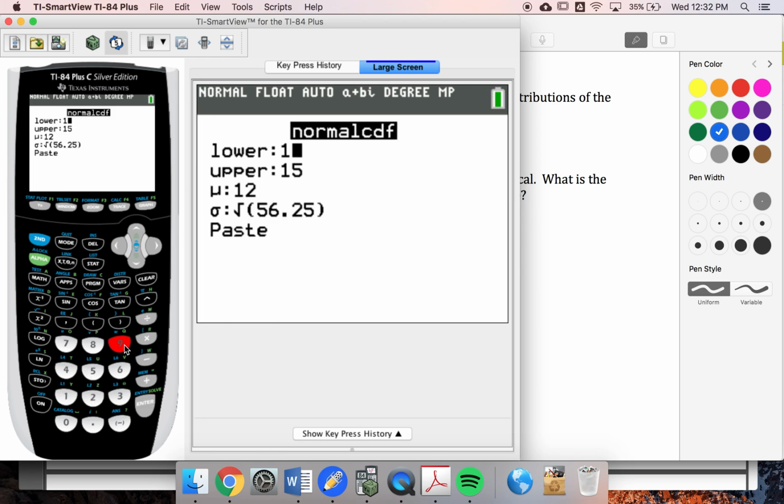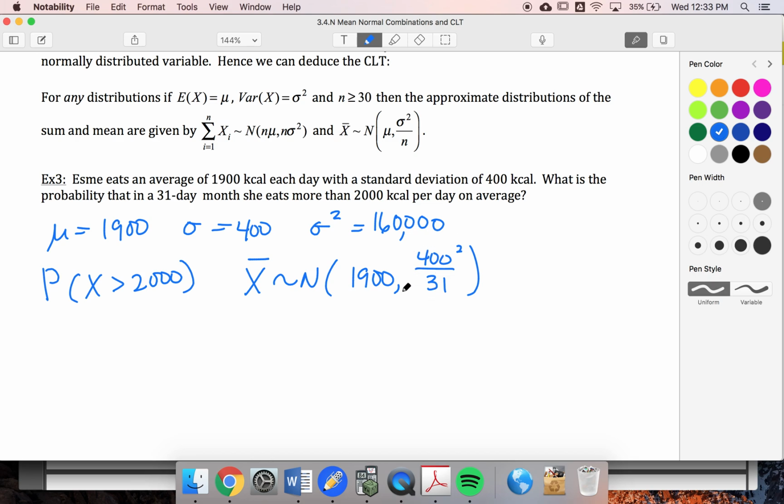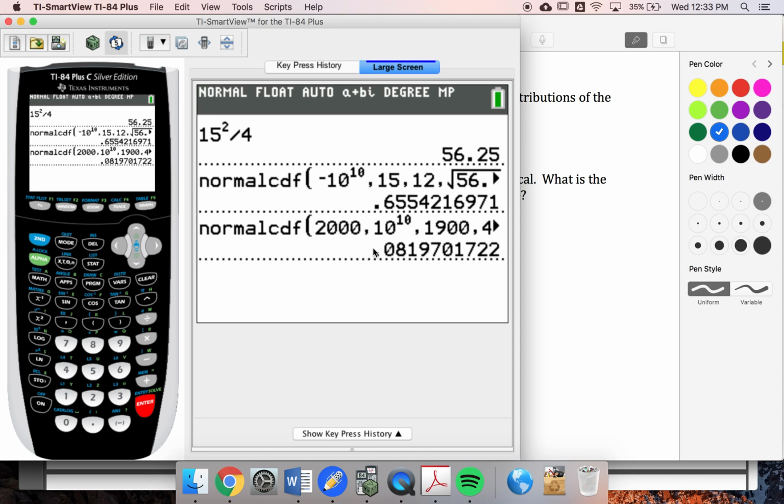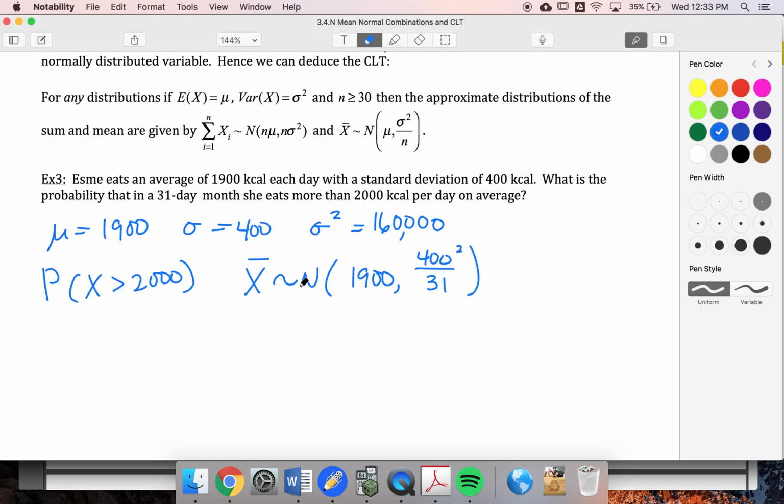All right, so my lower now is going to be 1900, upper 10 to the 10. Oh, sorry, I wanted her to eat more than 2,000. So it should be less than 50% because her average is 1900. And my standard deviation then is going to be 400 over the square root of 31. Because my variance had 31 in it, square root this whole thing, I'll get 400 over root 31. The probability is just over 8%, to 3 significant figures.